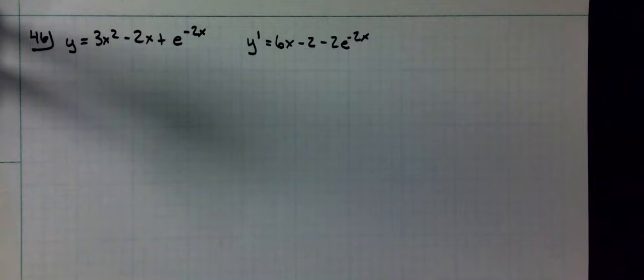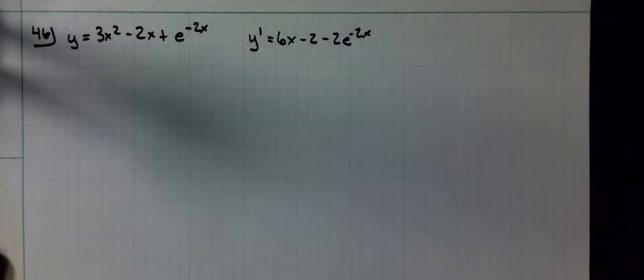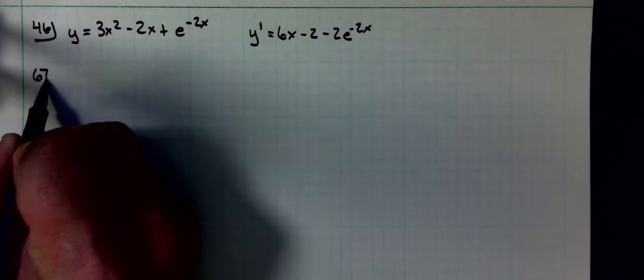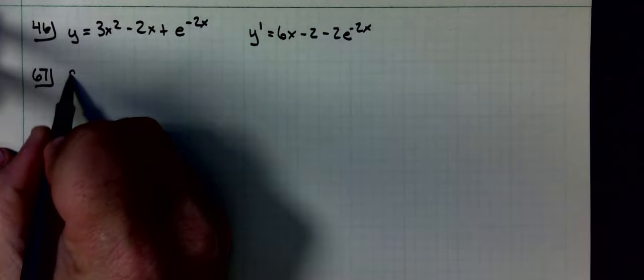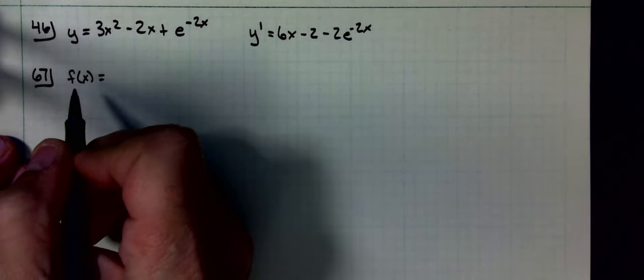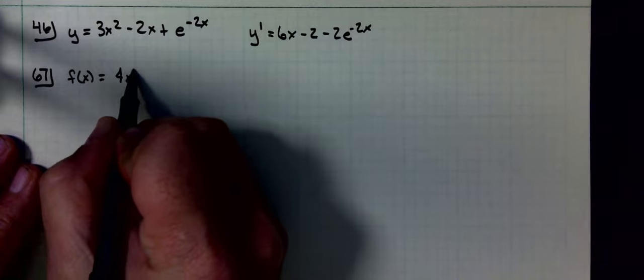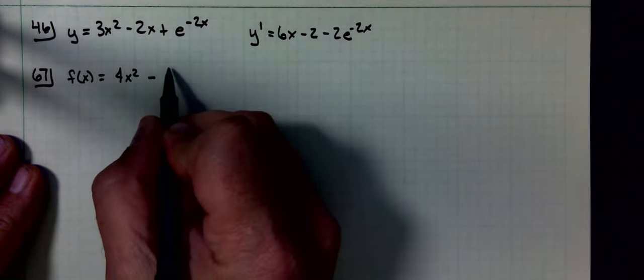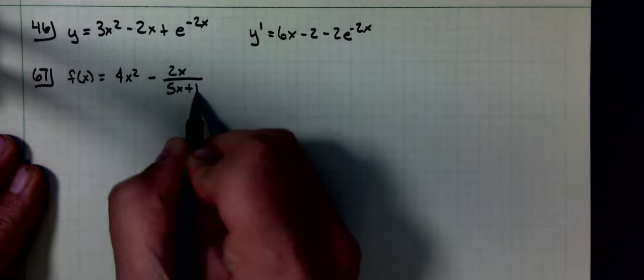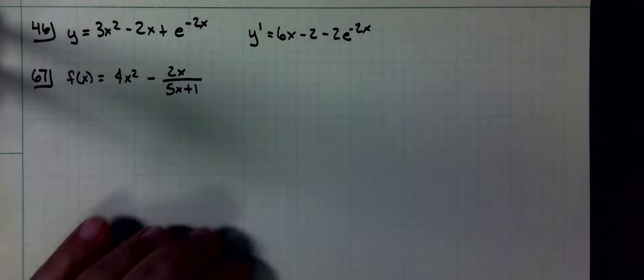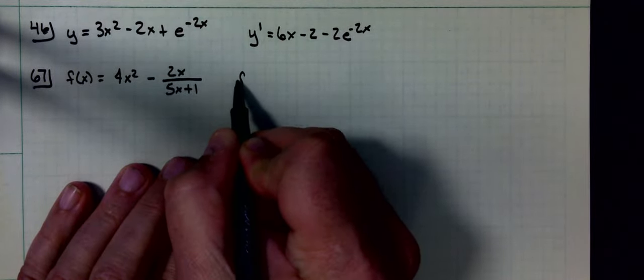Then the last problem you have is a combination of stuff. So I'm going to do 67. y equals 4x squared minus 2x over 5x plus 1. They want us to find the derivative.